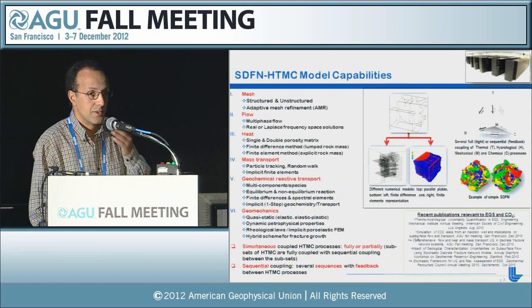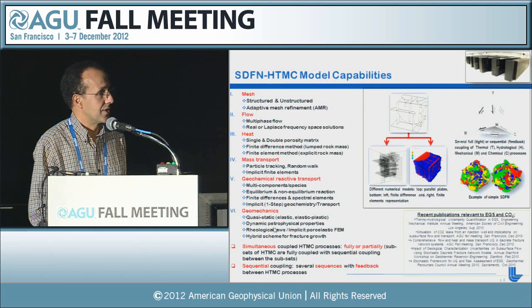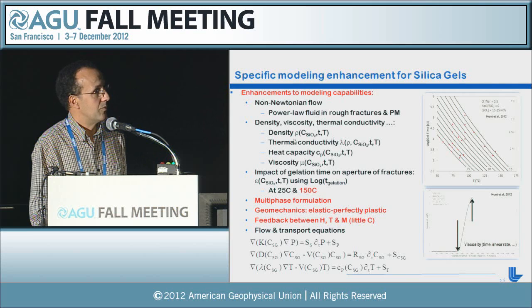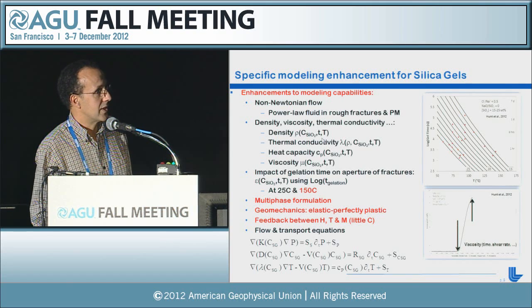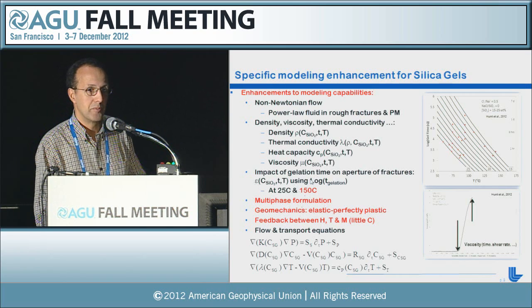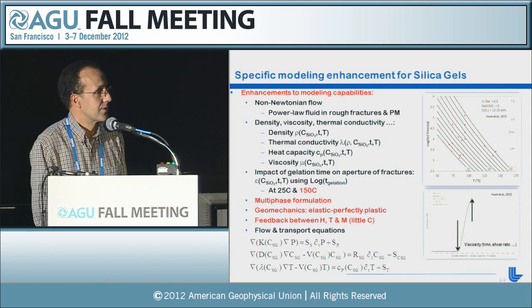Having that law, we can implement it in a code that we have. This code does a stochastic discrete fracture network with several hydrological processes. We took this code and modified it in order to add non-Newtonian flow. We have the density changes as a function of the concentration of the silica, the temperature and time, thermal conductivity changes, heat capacity, viscosity, and so on. It also has a feedback loop for the changes of the permeability due to the deposition or the maturity of the silica gel itself. We started with 25 degrees Celsius and extended to 150 degrees Celsius. It has a multiphase formulation, etc.